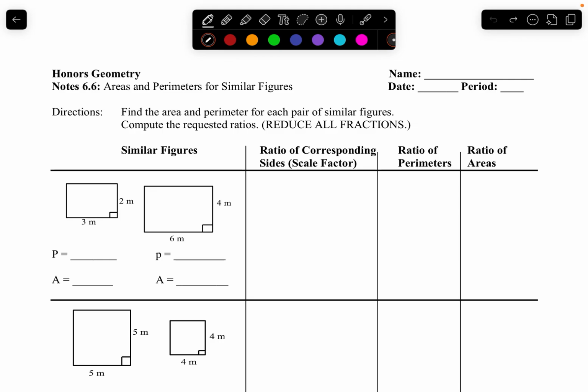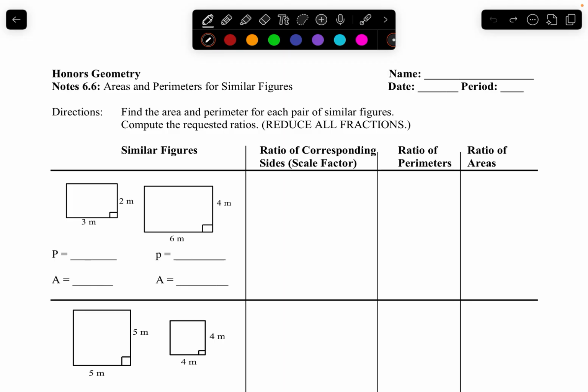Hello everybody, this video is going to cover our 6.6 notes, which is area and perimeter for similar figures. Before I get started, I do want to remind you that we started talking about similar figures back in Unit 4. And when we talk about figures that are similar, we're always going to end up having to set up proportions, based on ratios.